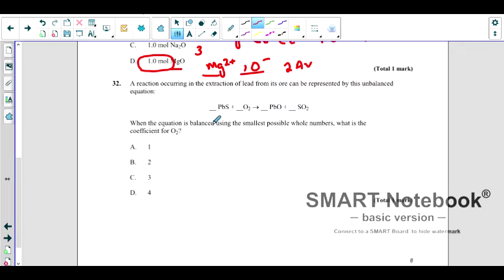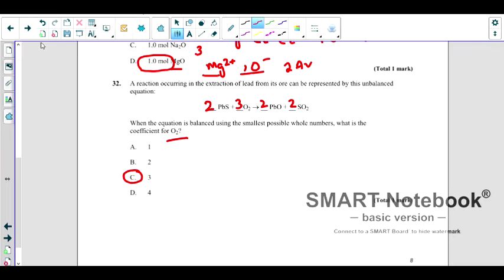Again, we want to balance. A lot of questions are there for balancing also. So if you balance it, here it should be 2, here it is 3, here again 2 and here again 2. So when the equation is balanced using the smallest possible whole numbers, what is the coefficient of O2? So what do we get here? O2 has the coefficient of 3. Okay, this is equation balancing, so we can do it rather quickly.